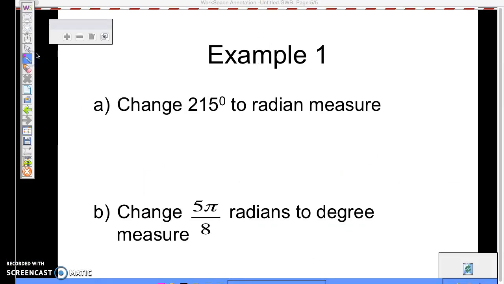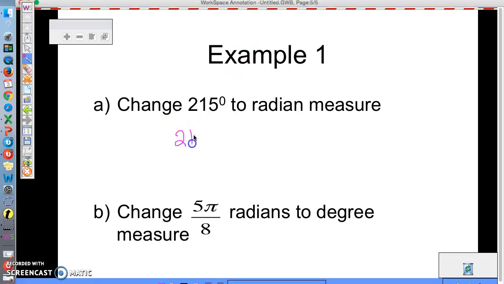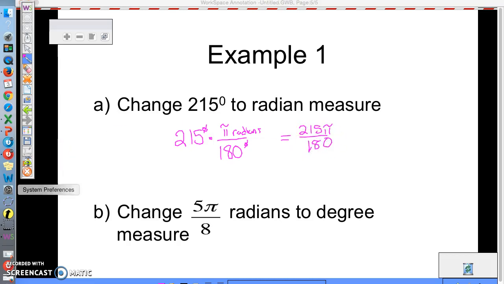So when you need to convert back and forth, we take our measurement, 215 degrees, and we're going to multiply it, kind of like how we multiply when we rationalize, by the number 1. Except I'm going to put pi radians on top, and pi radians is equal to 180 degrees. So our degrees will reduce out, so we end up with 215 pi over 180. And then you can use your calculator.